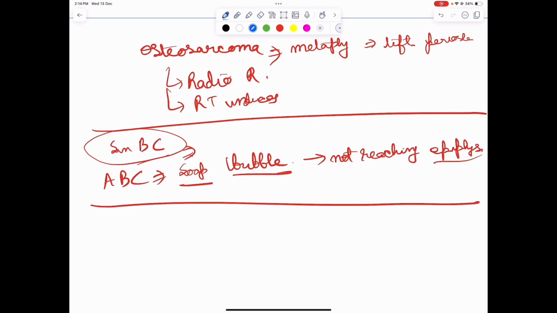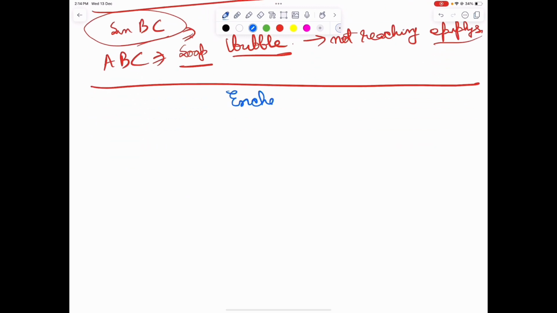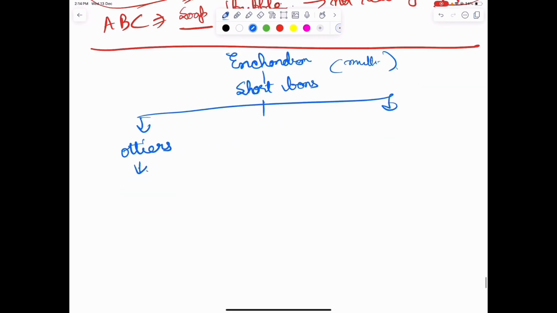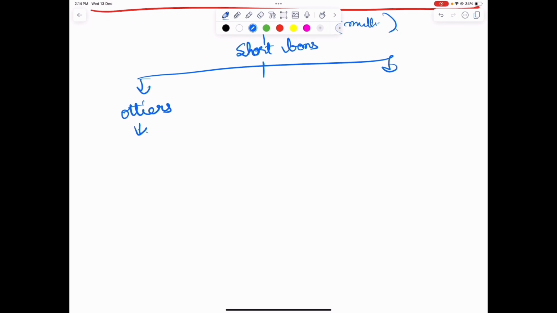Now we move on to enchondroma. What happens in enchondroma? There is a multiple frequency disease there. It generally involves short bones. Now it can manifest in two forms. One is Ollier's disease. Ollier's disease is only enchondroma.